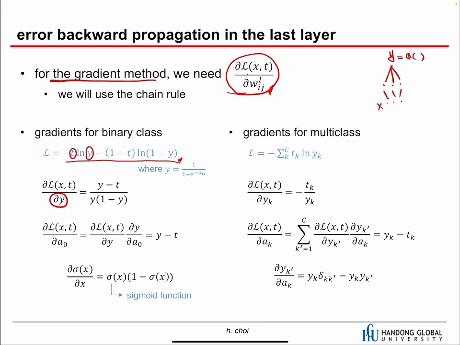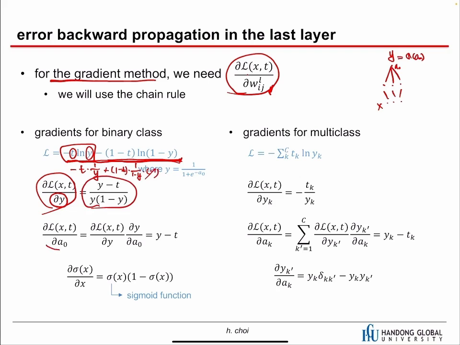And right before this sigmoid function, we have a naught. So first, take a derivative with respect to y. You know how to take a derivative of this function with respect to y. Let's try this one. When we take a derivative of this term with y, it is minus t times 1 over y. And then how about this one? Minus 1 minus t times 1 over 1 minus y times minus 1. Then minus, and rearrange this term, then we get this one.